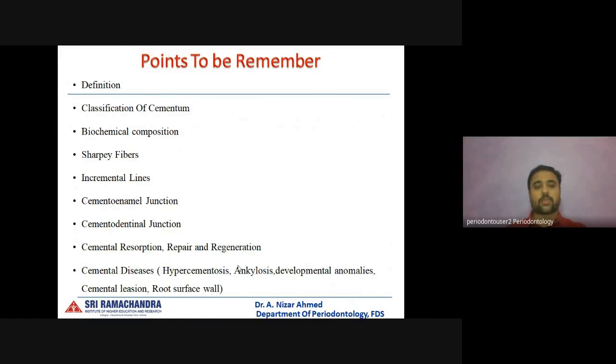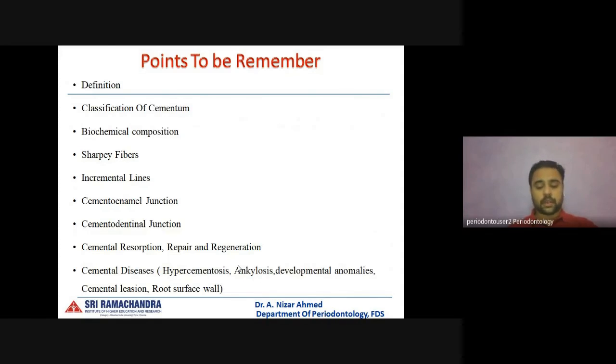So what is the thickness of the cementum in acellular cementum? What is the thickness of the cellular cementum? So all these things you have to explain completely. So start with your definition, development of the cementum, and classification of the cementum, biochemical composition, Sharpey's fibers, incremental lines, cemento-enamel junction, cemento-dentinal junction, cemental resorption and regeneration. Okay, you have to talk about everything.